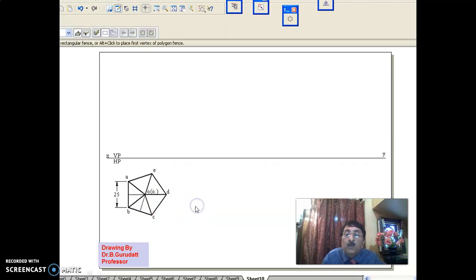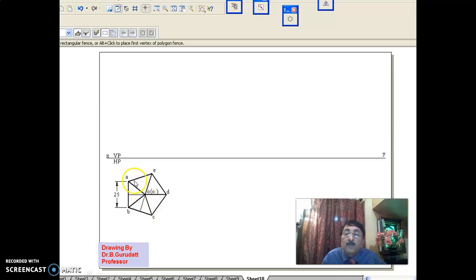Now you join OA, OB, OC, OD, OE. In that way, you will have 10 edges. You should remember that a pentagonal pyramid has 10 edges. You have to manage 10 edges throughout. When this pentagonal pyramid is rotated with respect to HP and VP, for an observer who is looking from the top direction and front direction, some of the edges will be visible, some of the edges will be invisible. You have to take care of all those steps.